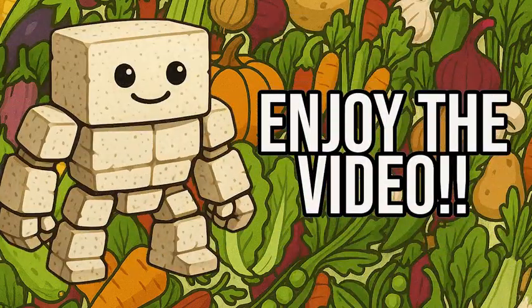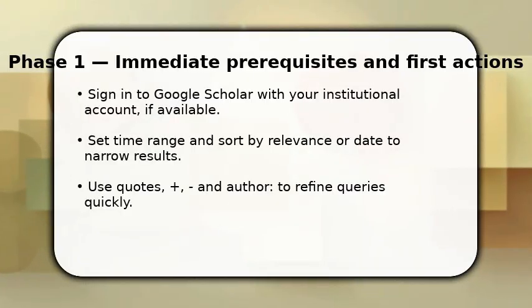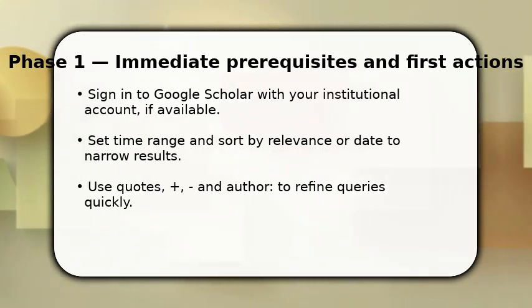Please enjoy the video. You begin by opening Google Scholar and signing in. This links saved articles and settings. Enter a concise query with quotes for exact phrases and use author: name when you need specific investigators. Once done, apply a time range to focus on recent work and switch sorting to date if currency matters.